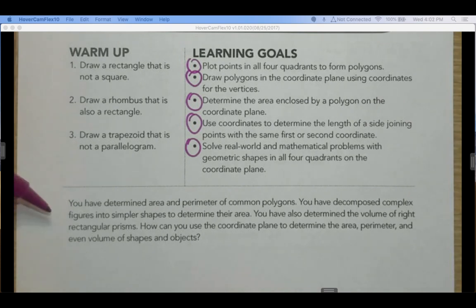You have determined area and perimeter of common polygons. You have decomposed complex figures into simpler shapes to determine their area. You've also determined the volume of right rectangular prisms. How can you use the coordinate plane to determine the area, perimeter, and even volume of shapes and objects?